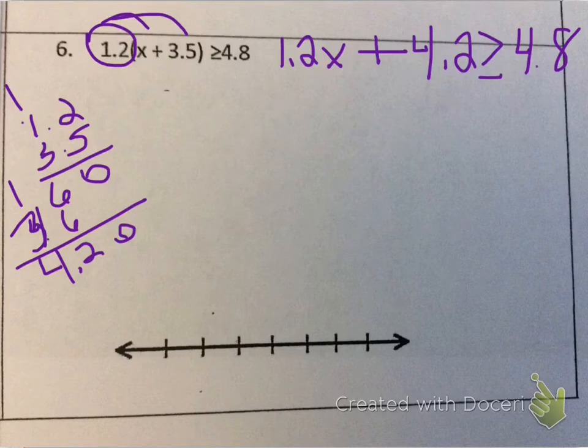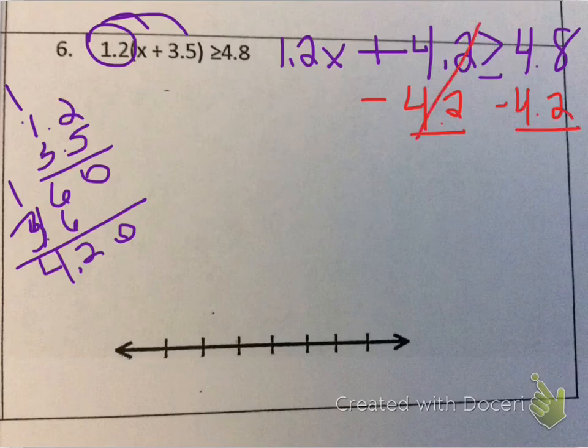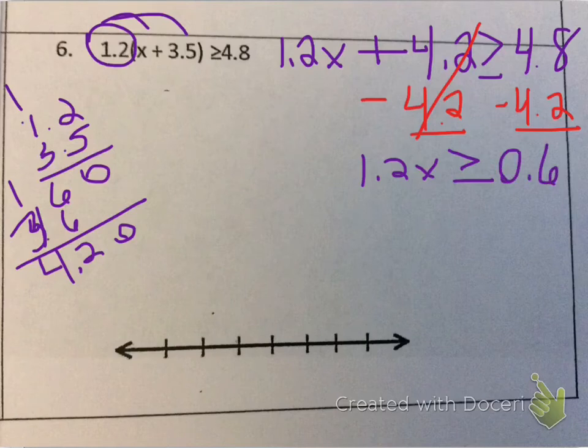To do that, I'm going to get rid of that 4 2/10 by subtracting 4 2/10 on both sides. Okay, and this cancels out. I am left with 1 2/10 x is greater than or equal to 4 8/10 minus 4 2/10, which gives me 6/10 positive. Okay, I'm going to divide to get rid of that 1 2/10 by 1 2/10 on both sides. Okay, and the 1 2/10 on this side cancels out.